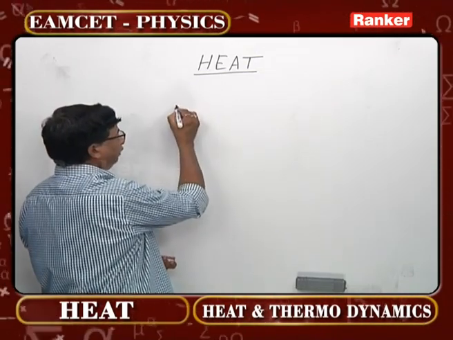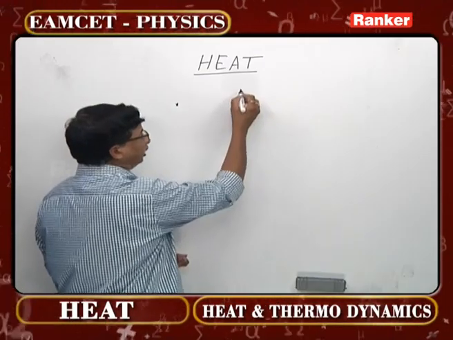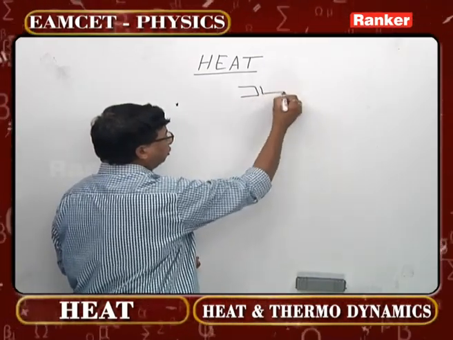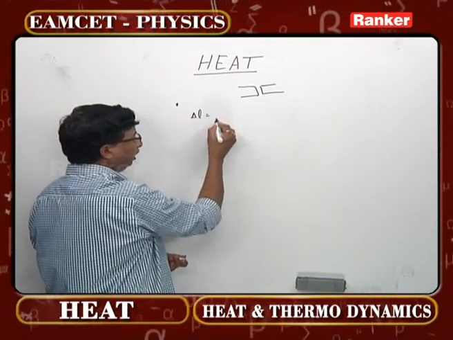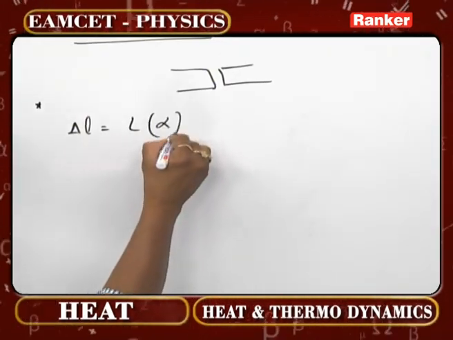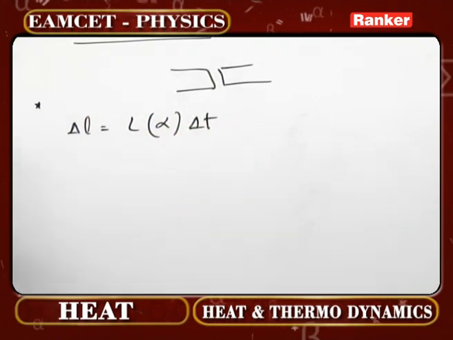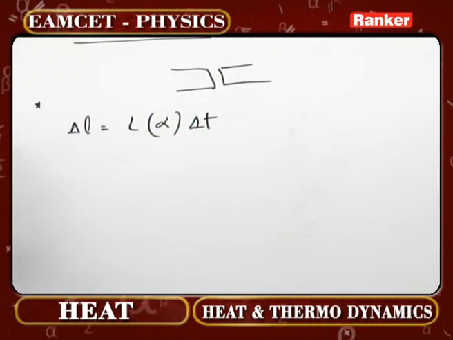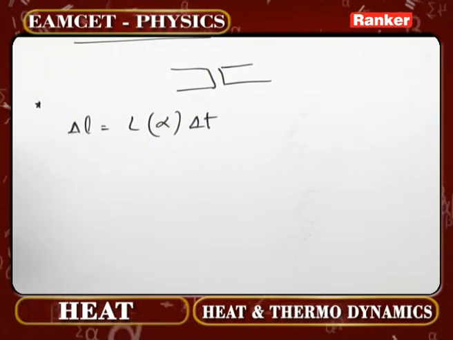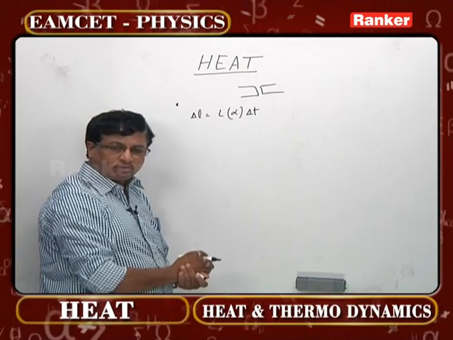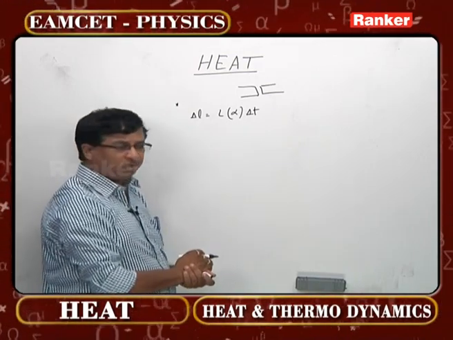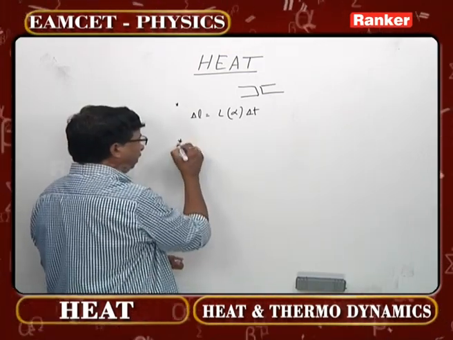The very first one is how much gap is to be placed between two successive rails. That is delta L, which is L into alpha into delta T. L is the original length, alpha is the coefficient of linear expansion of that particular metal, and delta T is the variation in temperature, either increase or decrease in temperature.